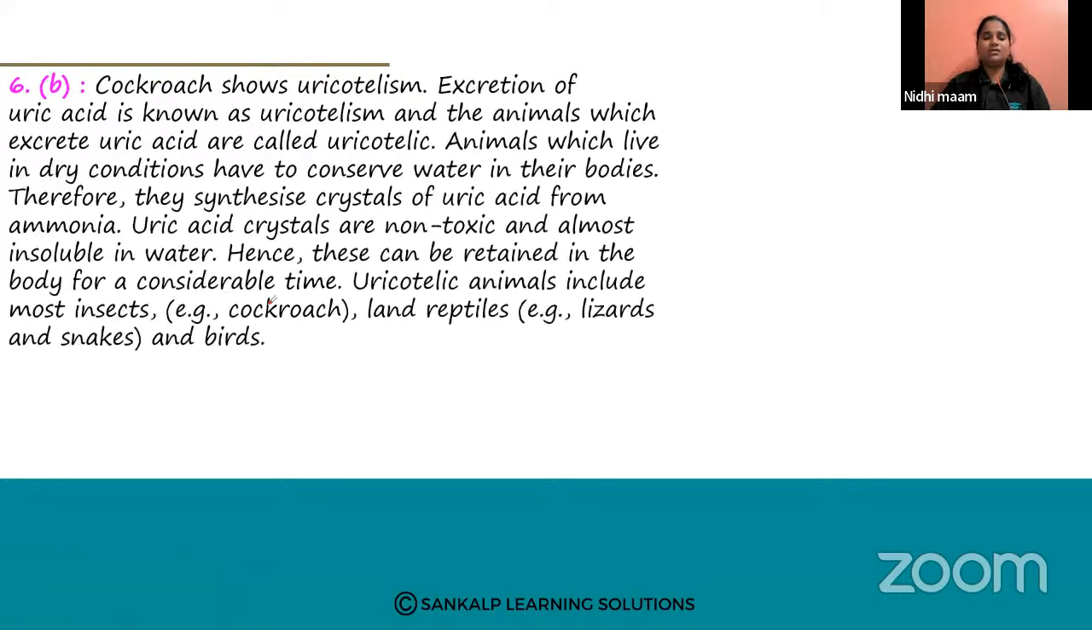Okay, uric acid will be the chief nitrogenous waste. So cockroach shows uricotelism, that is uric acid excretion. So they are shown in animals which live in dry conditions to conserve water, to save water in the body. So usually animals opt for uricotelism.